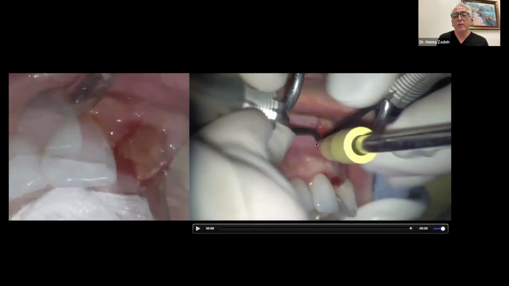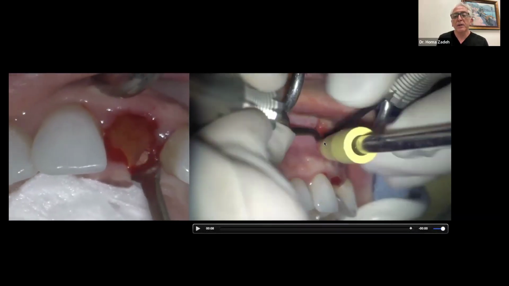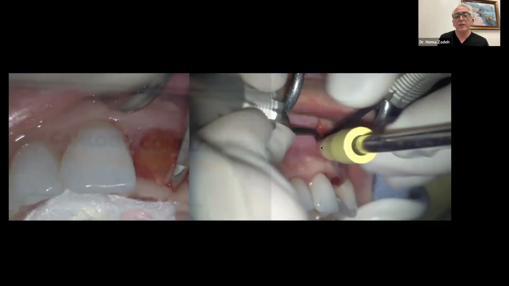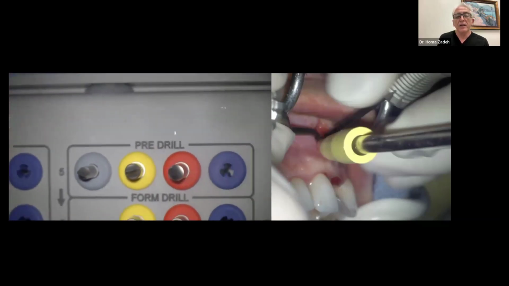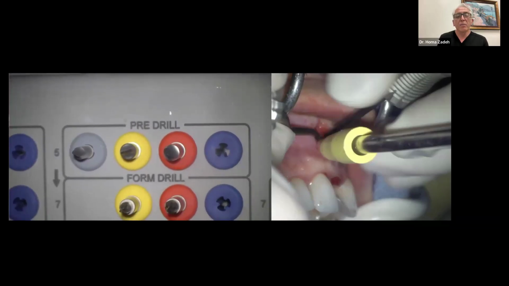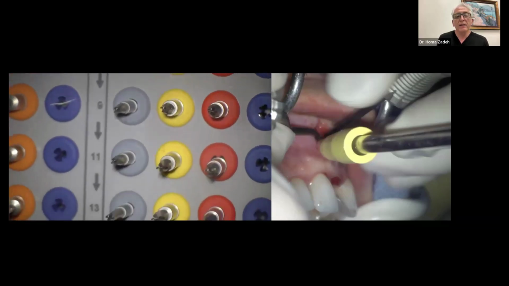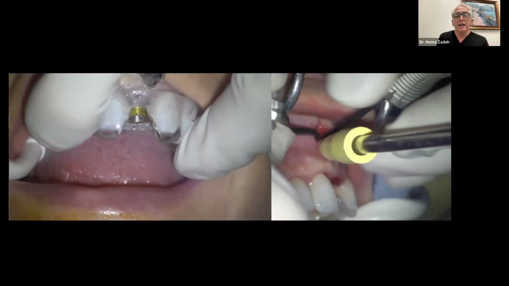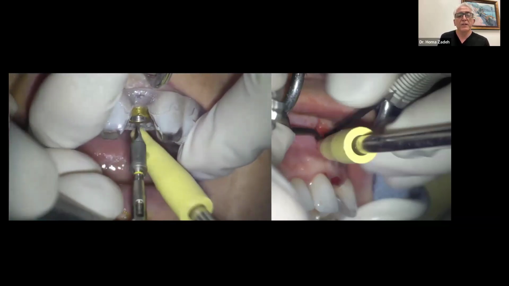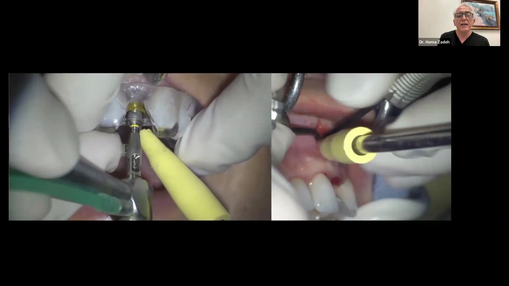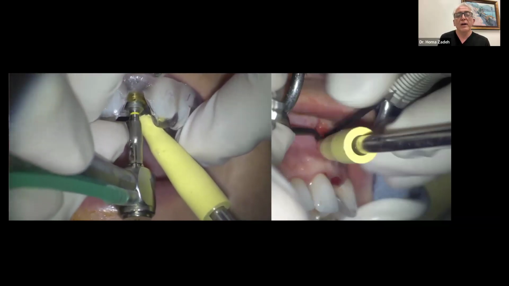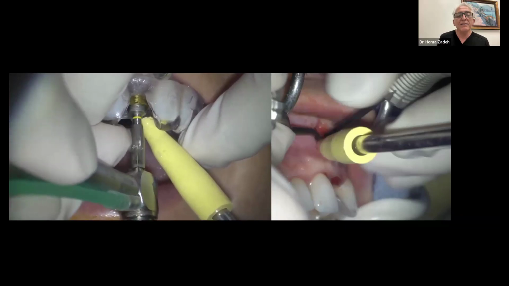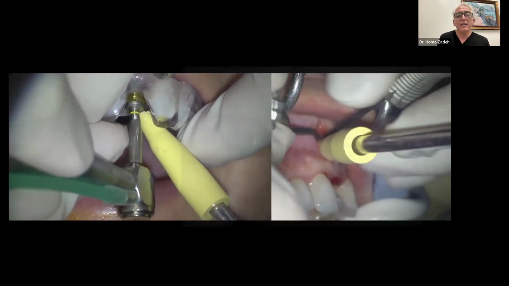I'm also performing a VISTA, vestibular incision, subperiosteal tunneling. This is a ConeLock Progressive surgical kit. This is a guided kit, and this is one of the first ones that I use that has a kind of a keyless guide, which is very nice.